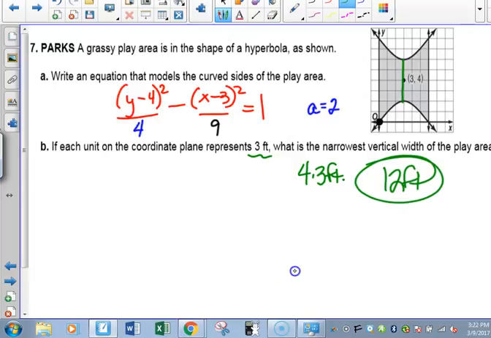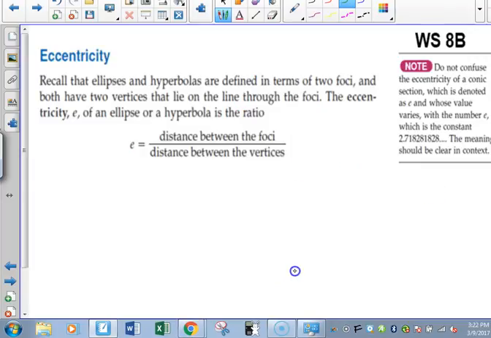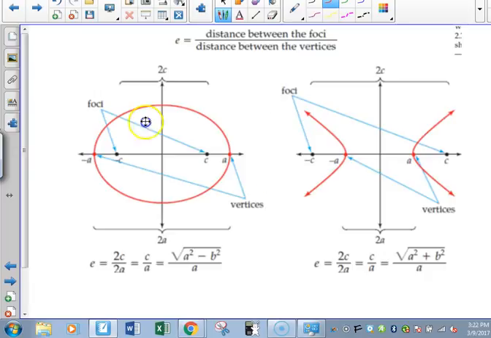Good enough? Okay, eccentricity. This is really important, so if you've been sleeping, wake up. Eccentricity is the distance between the foci divided by the distance between the vertices. We talked about this last week. It has to do with the stretch, okay? Here's a picture. The distance between the foci is red, the distance between the vertices is blue. If you put red over blue, you're going to get more than one or less than one. This will be less than one for an ellipse, right? Because the red is shorter.